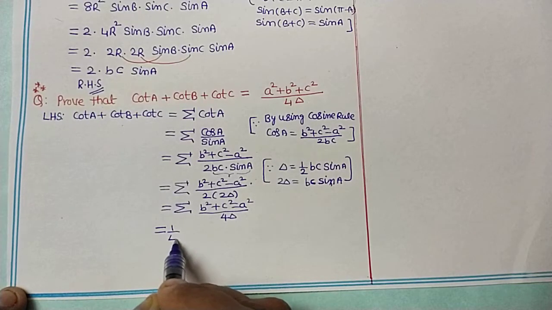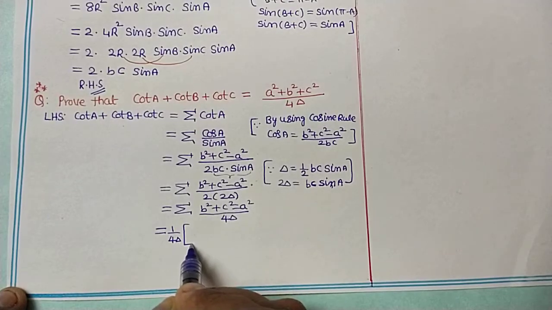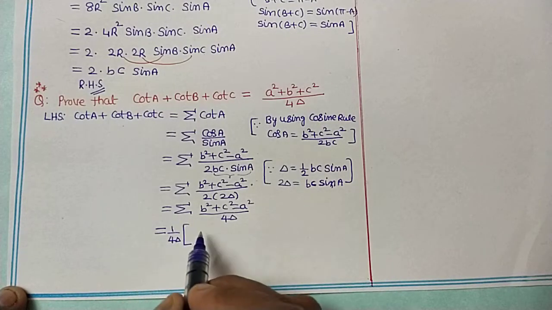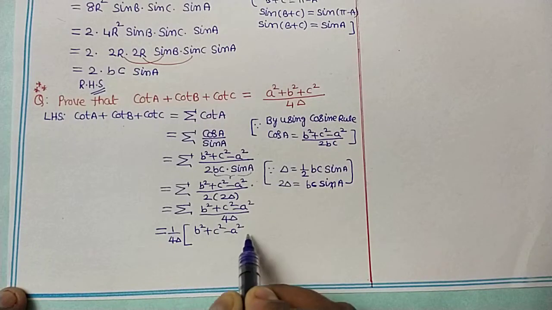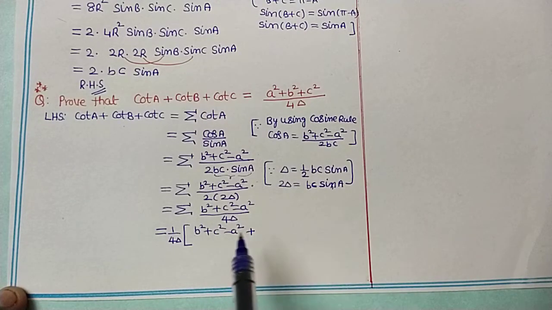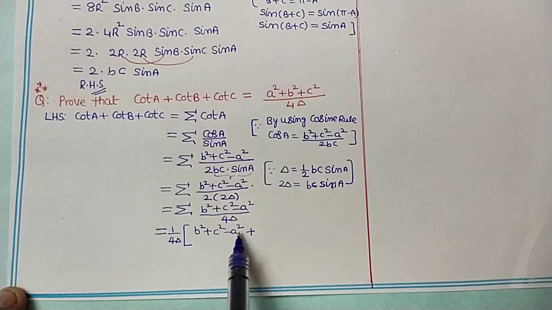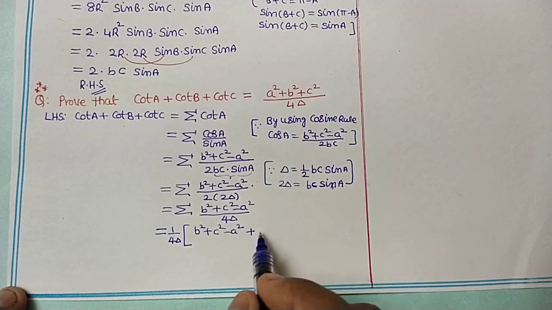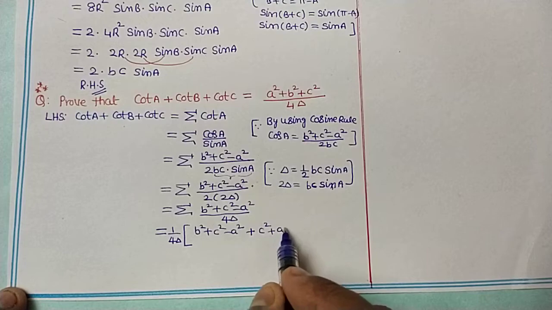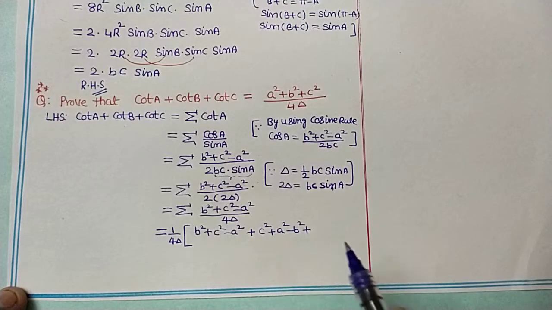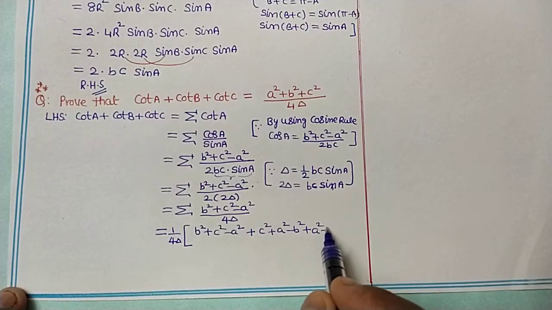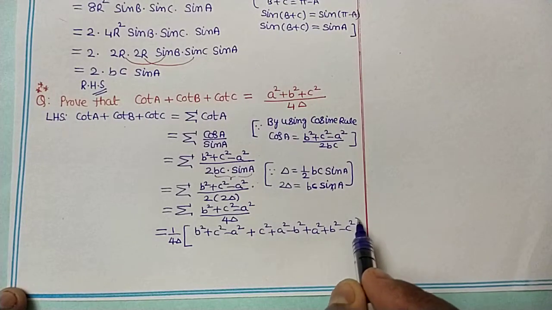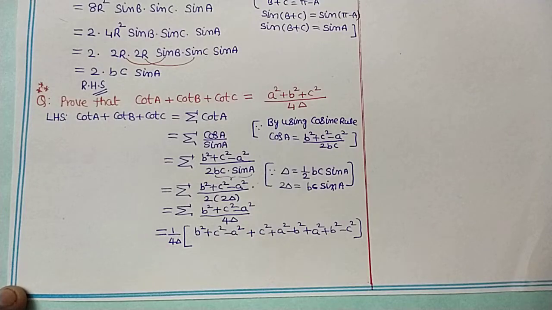After that, you can expand this sigma. First B square plus C square minus A square plus cyclic process. Here BCA, next CAB. So C square plus A square minus B square, plus next ABC, A square plus B square minus C square. This is called cyclic order.